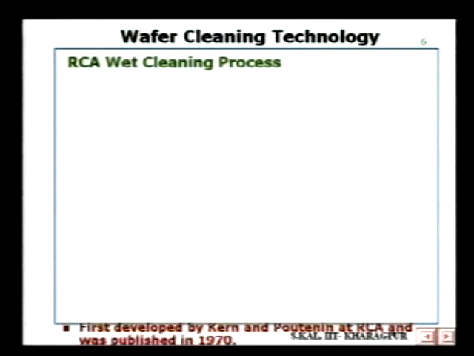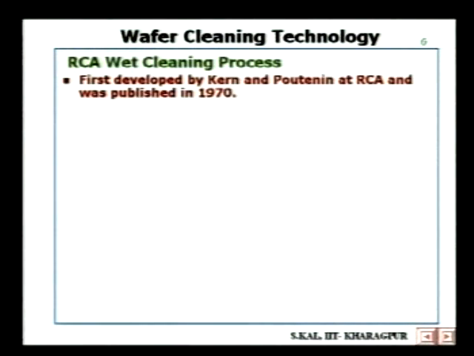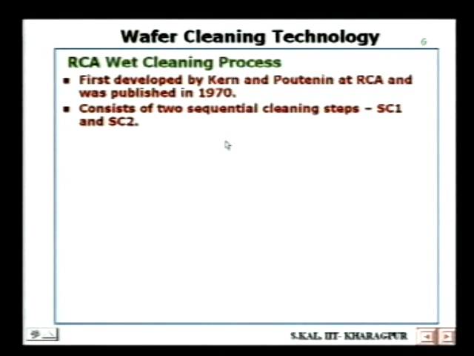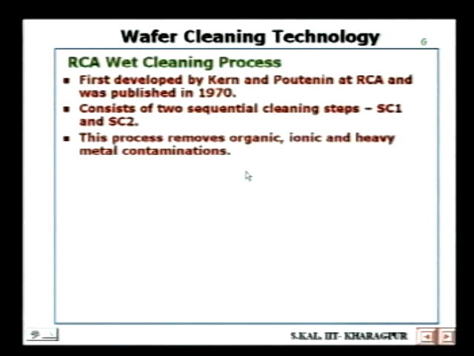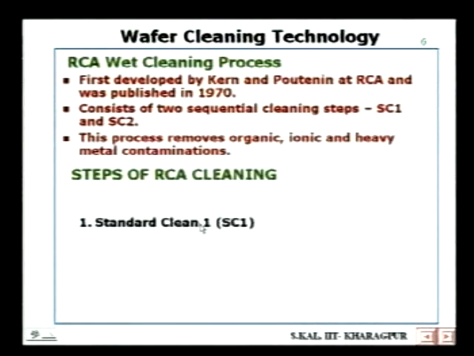The RCA wet cleaning process was first developed by Kern and Puotinen at RCA laboratory, and it was published in 1970. It consists of two sequential cleaning steps known as SC1 and SC2. This process removes organic, ionic and heavy metal contamination from the silicon surface. Now we will discuss the steps of the RCA cleaning process.